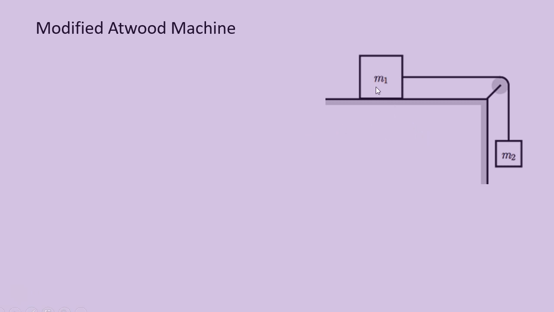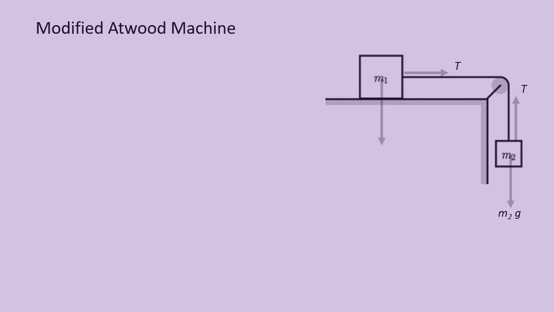Let's move on. A modified Atwood machine. So here we have block 1 and block 2 attached by a rope that doesn't stretch and a pulley system. Let's do our forces. We have the weight, or force of gravity, of m2. We have the tension force of the rope pulling up. We'll call that T. Because of Newton's third law, the tension at the other end of the rope, which is pulling block 1 to the right, is also magnitude T.